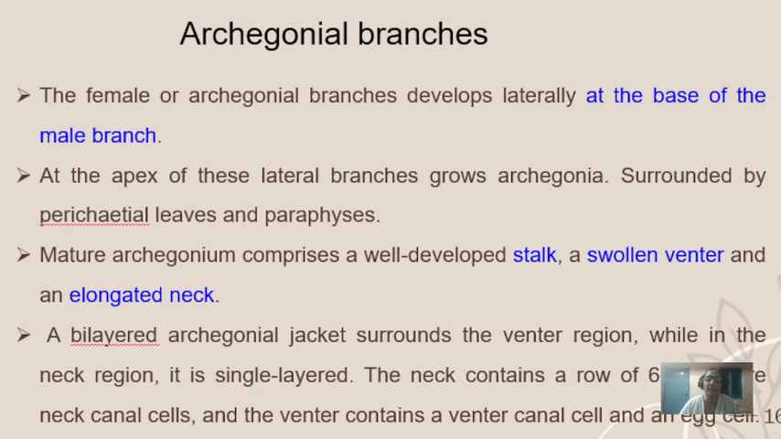The archegonial branch develops laterally at the base of the male branch. At the apex of these branches grow archegonia, surrounded by perichaetial leaves and paraphyses. A mature archegonium consists of a stalk, a swollen venter, and an elongated neck. A bilayered archegonial jacket surrounds the venter region, while in the neck region it is single layer. The neck contains a row of 6 to 9 neck canal cells, and the venter contains a venter canal cell and an egg cell.